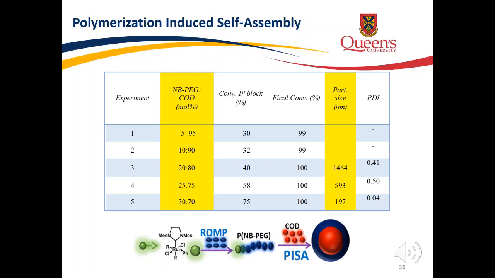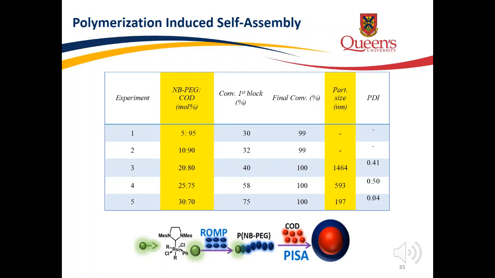If we look at the first yellow column here, this is the norbornene PEG to COD ratio, and the norbornene PEG monomer is the water soluble one, and the COD is the water insoluble. And you can see that when we have a low ratio of norbornene PEG to COD, we don't even get particles. We get something, well maybe, but they're very, very large. They're more like large, irregularly shaped aggregates.